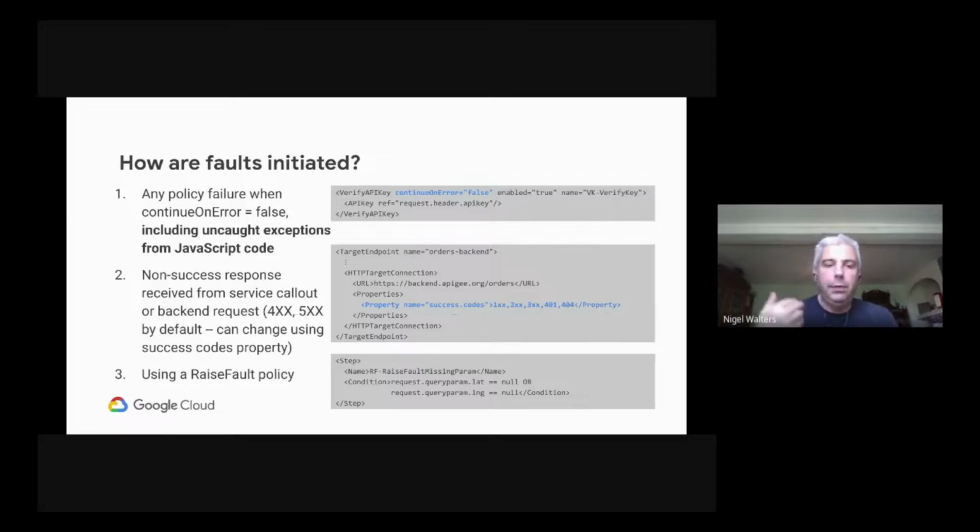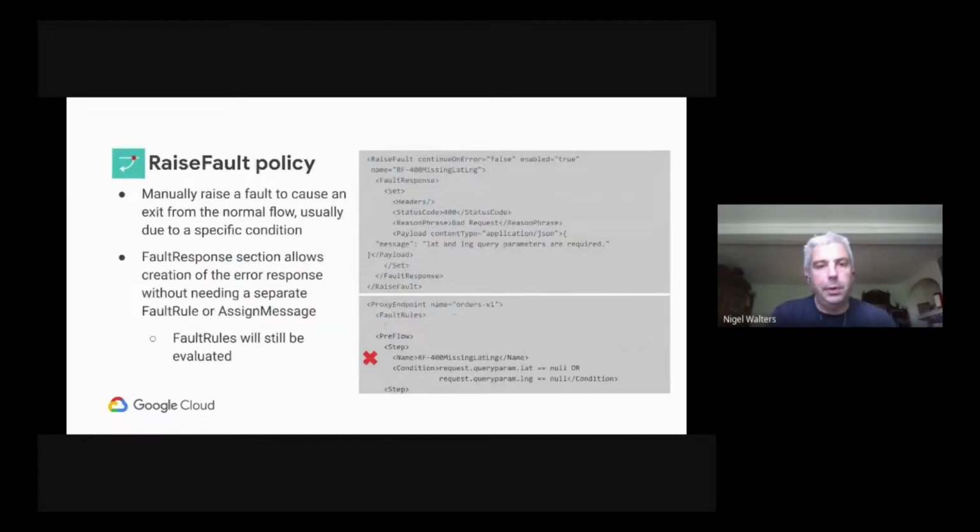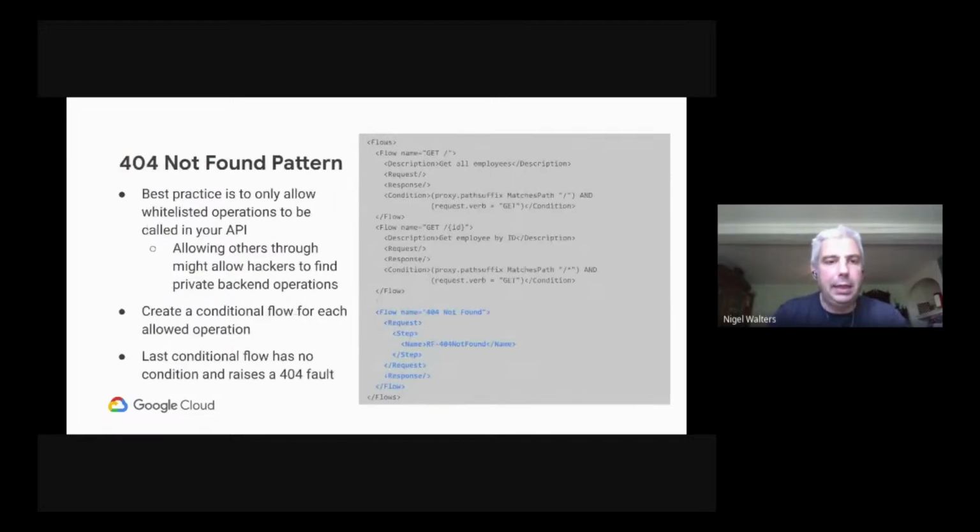So faults are initiated by any policy failure with continue on error equals false. That's the flag I was talking about. They're also initiated based upon the response from the backend system. And do notice there is this success codes configuration you can specify to determine what, in terms of responses from the backend, we want to treat as a fault. And you can explicitly trigger them by using a raise fault policy that essentially just gives you a way to kick into fault handling.